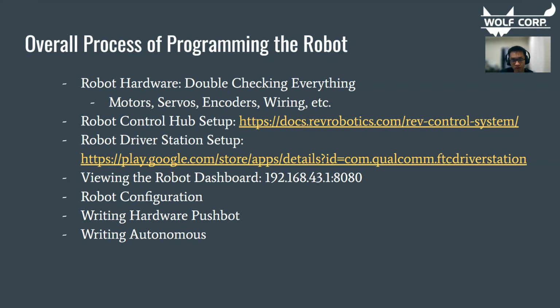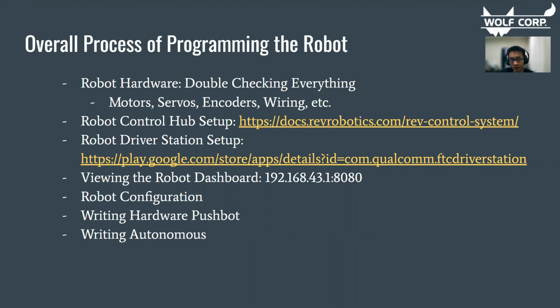Because if you have something wired incorrectly or a faulty motor or faulty servo, that's going to really mess with you when you're trying to program it. And so there's some ways to obviously test this. For wiring, that's pretty easy. Just make sure that everything's connected. There's nothing loose.